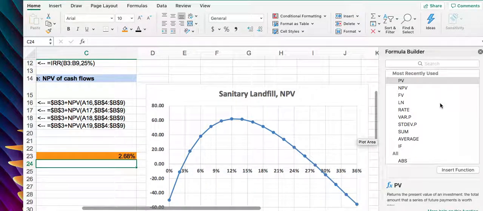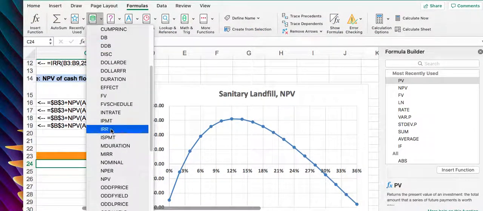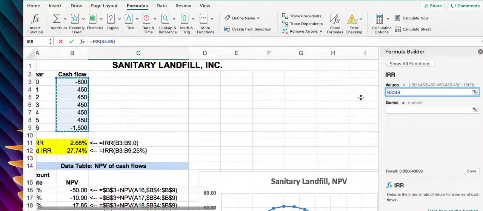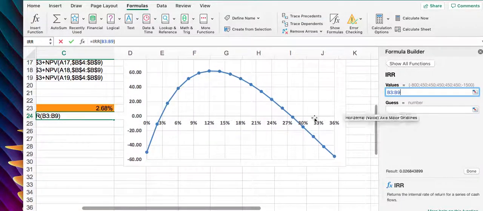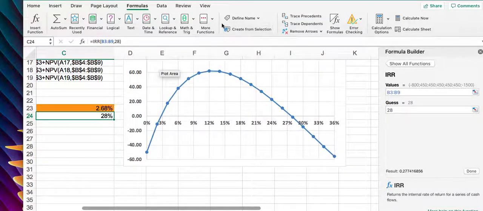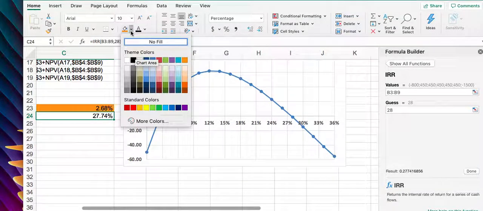Now let's find the second internal rate of return. Let's go to Formulas, scroll down to IRR, and once again we will input these values, and let's make a guess. I would say it's around 28%. Click Done. It says 28%, but if you want a more accurate value, it will be at 27.74%. Let's color that in.